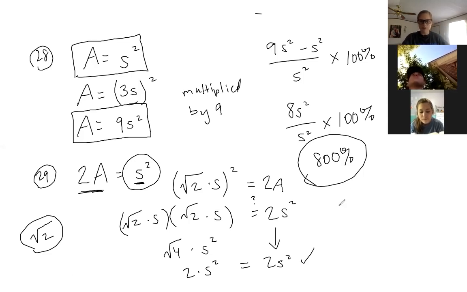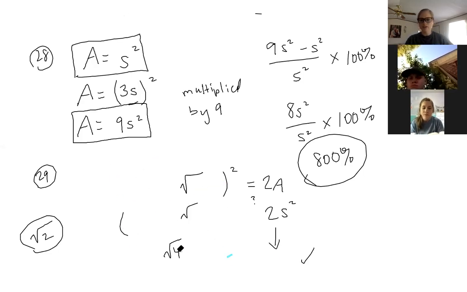How could I find that? Well, I go back up here. The area of a square is s squared.